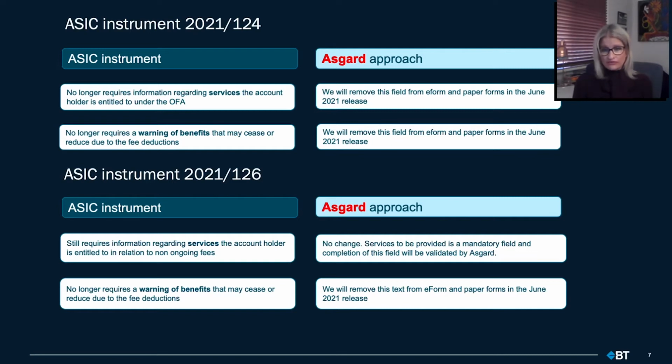With regard to 124, we'll be removing from the fee consent form the need to include information on the services the account holder is entitled to in exchange for charging an ongoing fee. We'll also be removing the warnings of benefits that may cease or reduce field for an ongoing fee as well. Now, regarding ASIC instrument 126, the services to be provided field will still be mandatory for non-ongoing fees such as one-off fees. This field will remain and this requires input.